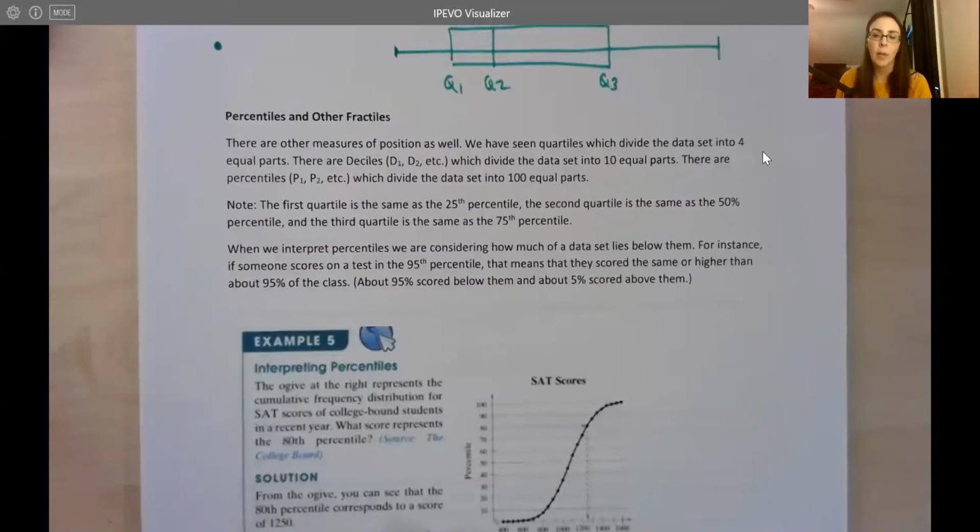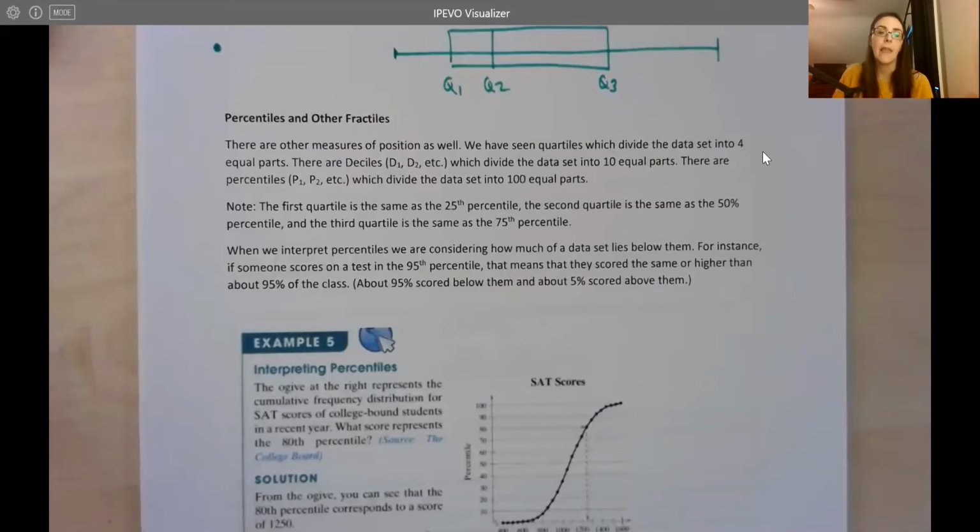Now, there's other ways we can talk about position, and that would be with percentiles and other fractiles. So there are other measures of position as well. We have seen quartiles already, which divide the data into 4 equal parts using Q1, Q2, Q3. There are also deciles, which use the notation D1, D2, and so on, which divide the data into 10 equal parts. And then finally, there are percentiles, which we're going to focus on here, which divide the data into 100 equal parts, right? Because a percent is out of 100. So we use P1, P2, P3, and so on to represent those percentiles.